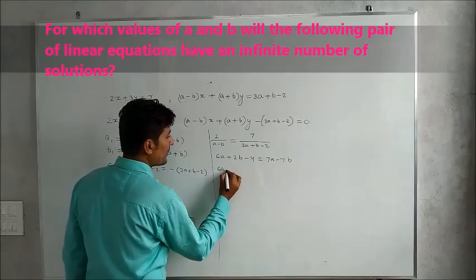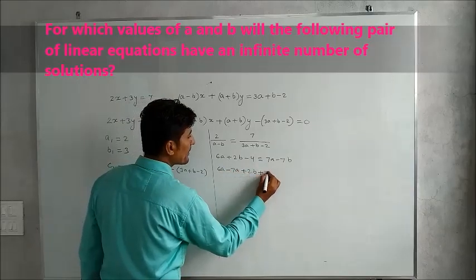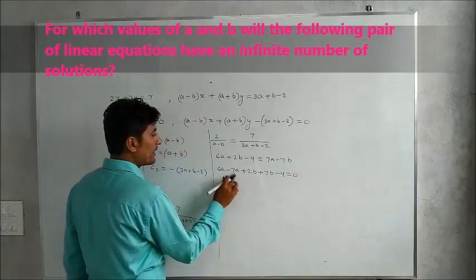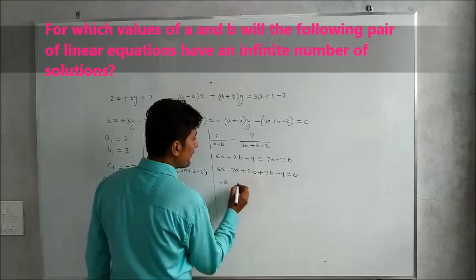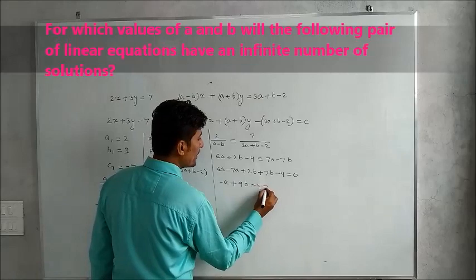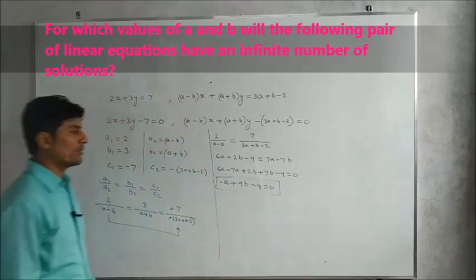6a, now we can write here minus 7a, plus 2b, we can write here plus 7b, minus 4 equals 0. 6a minus 7a equals minus a. 2b plus 7b equals plus 9b, minus 4 equals 0. So we got the very first equation.